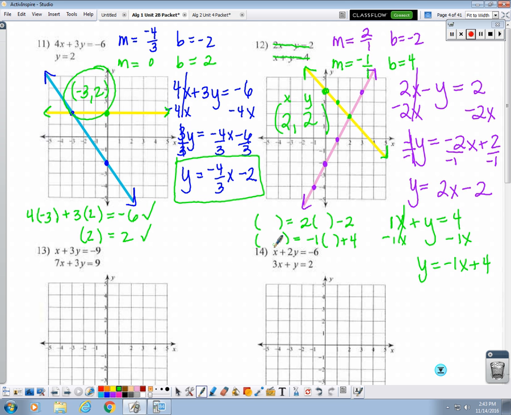So what do I plug in both y's? And what do I plug in both x's? And now look, what's 2 times 2? And 4 minus 2 is 2. So that one worked. What's negative 1 times 2? Negative 2 plus 4? 2. So see how they both work?